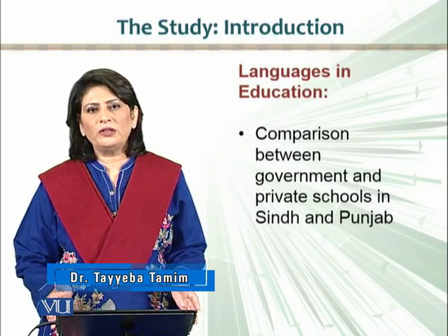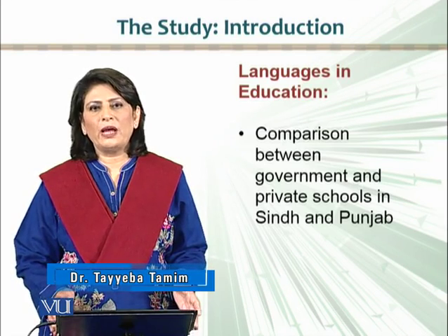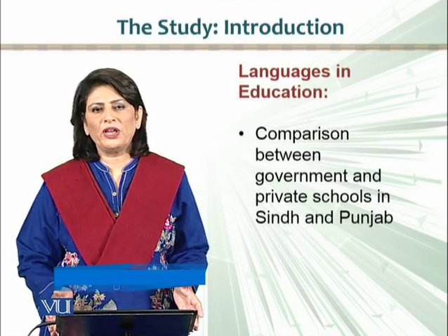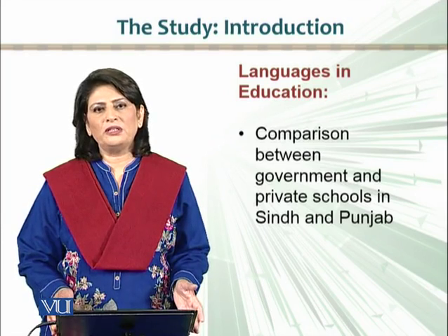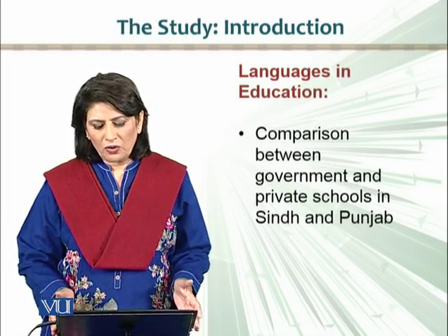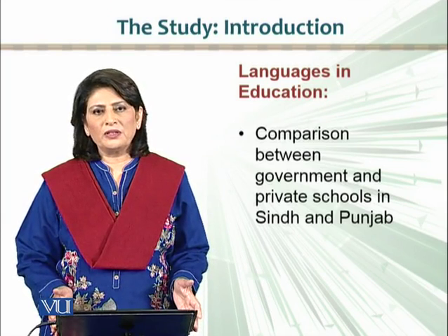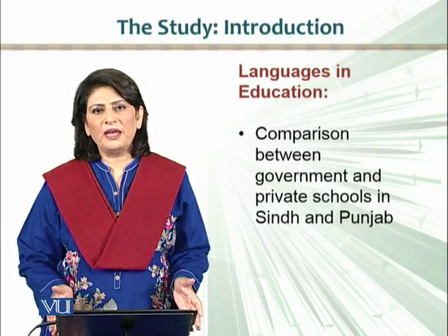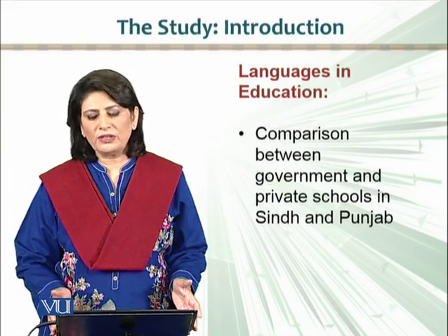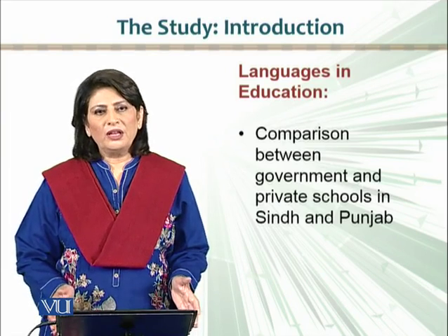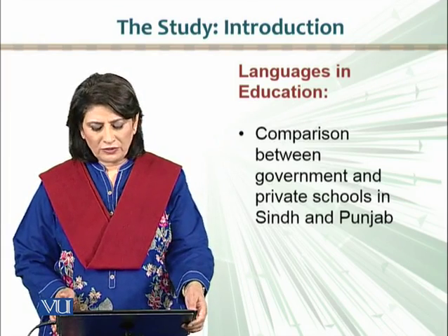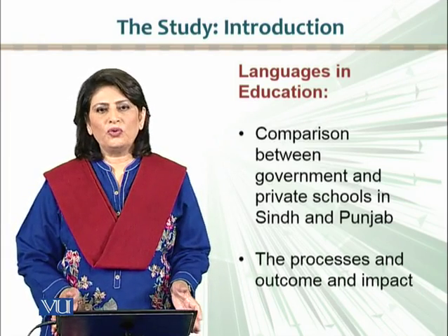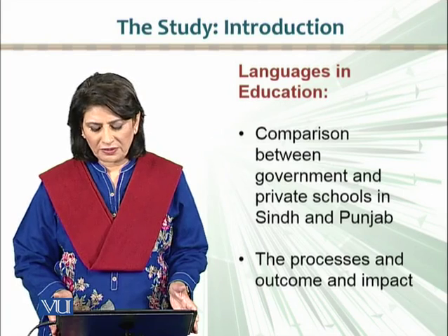And this all takes us back to the issue of bilingualism. How do we need to accept it? When we try to reject it, what are the implications? So we will be looking at, in this study, a comparison between government schools and private schools in Sindh and in Punjab. And these schools were chosen through a snowballing system.